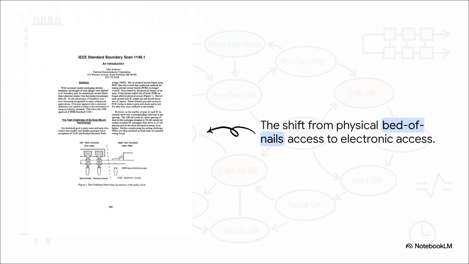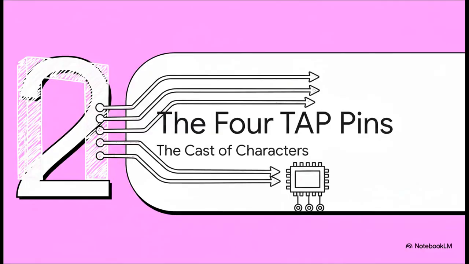We desperately needed a way to test the connections between chips and verify internal logic without that physical access. And the grand solution was the JTAG standard, which brilliantly shifted the entire paradigm from physical access to electronic access. But of course, to achieve that electronic access, we need a gateway.